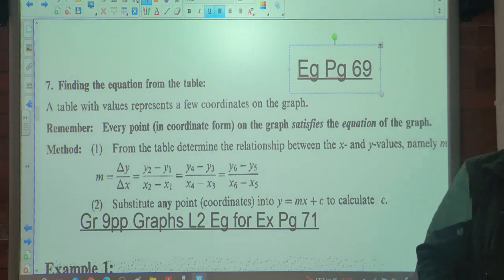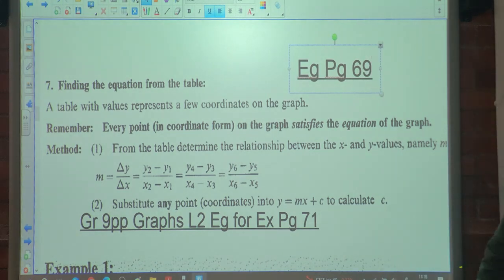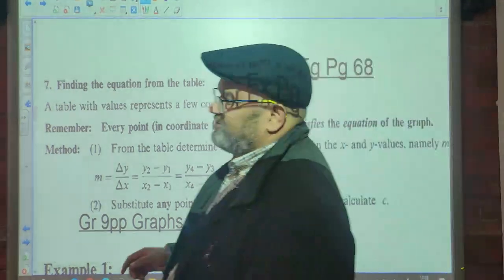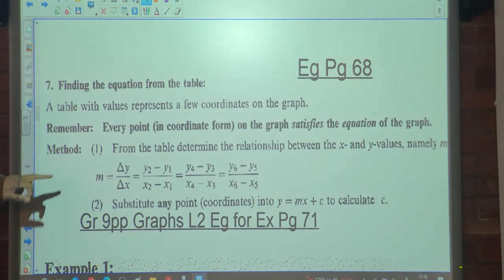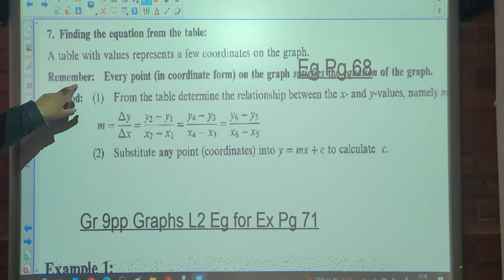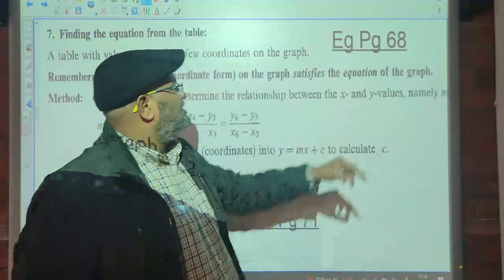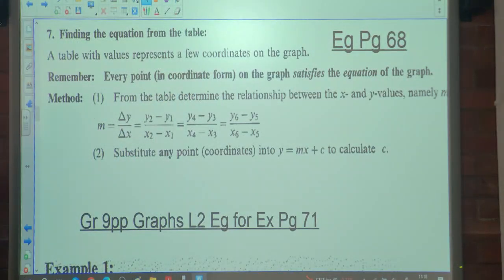So at this point we have determined equations from graphs, given 2 points on the graph. Now, if you're given a table, a table of values that represents a few coordinates on the graph. Remember, every point in coordinate form on the graph satisfies the equation of the graph.